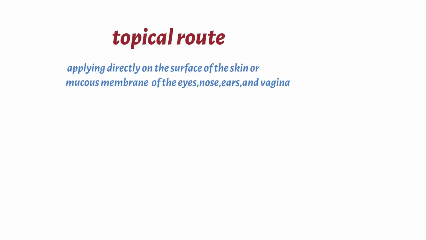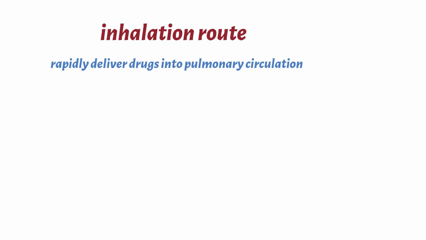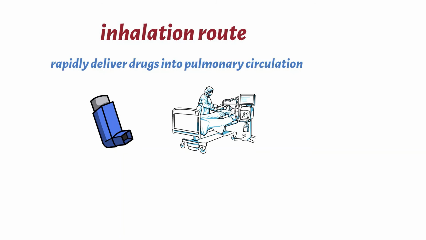The topical route involves applying the drug directly on the surface of the skin or the mucous membranes of the eyes, the nose, the ears, and even the vagina. It allows for localized drug effect. Inhalation is another route, and this is used to rapidly deliver drugs into the pulmonary circulation. It's mostly used in inhalers and nebulizers for asthmatics and chronic obstructive pulmonary disease patients.